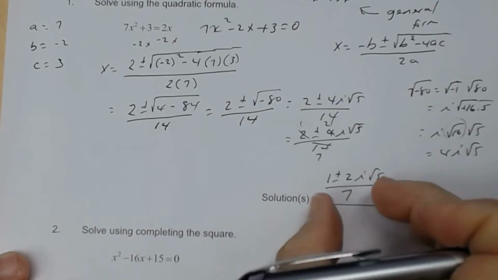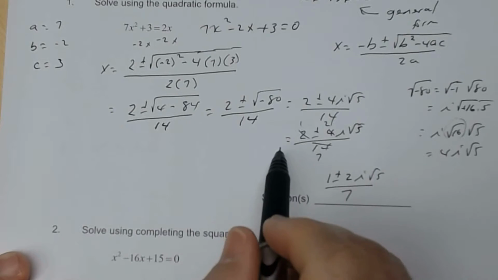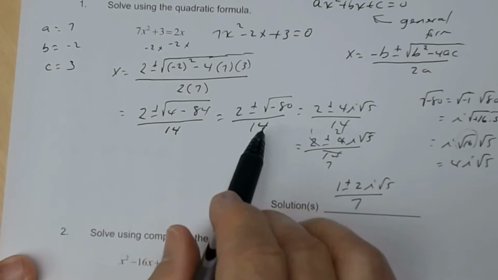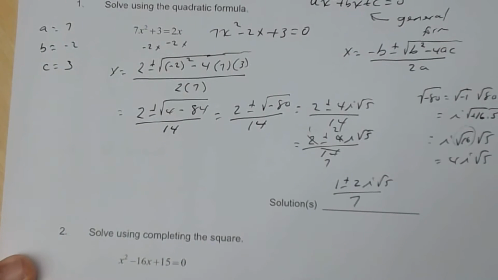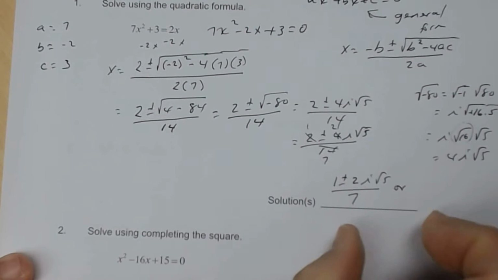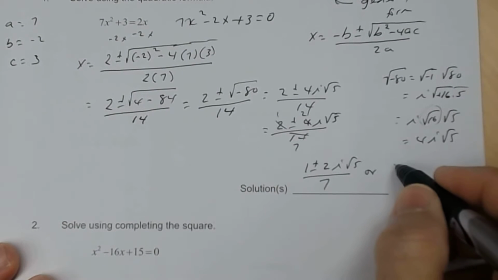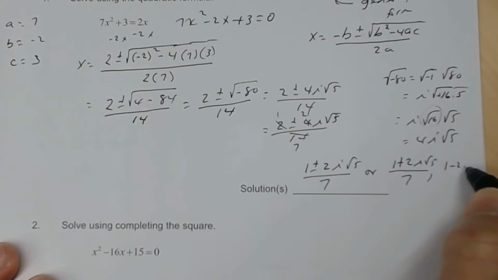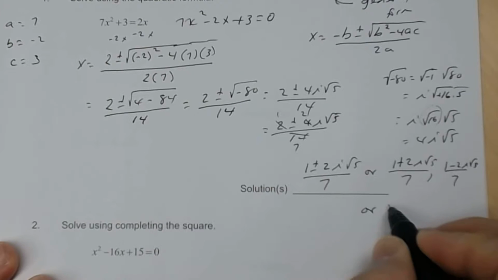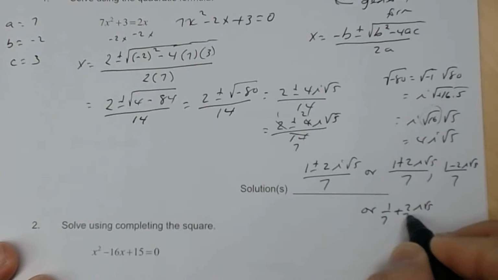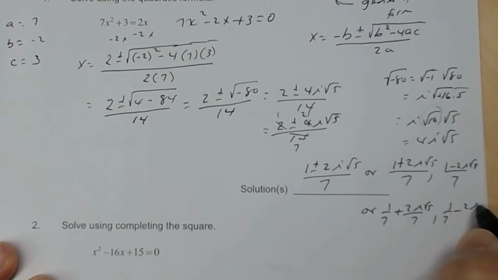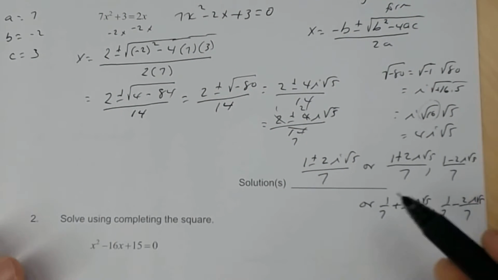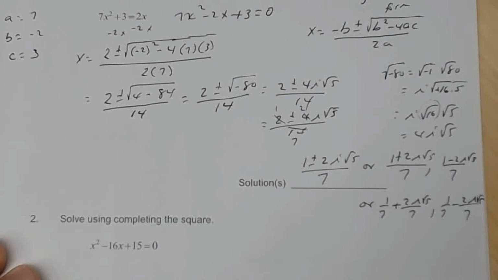So you wrote it in a compact form here with that plus or minus because this was an imaginary solution, two imaginary solutions. Now if you want to, you could have written it as two separate solutions. There are multiple ways of writing this. You could have said 1 plus 2i square root of 5 divided by 7, comma, 1 minus 2i square root of 5 divided by 7. You could have written it in a plus bi form if you wanted to. So you could have said 1/7 plus 2i square root of 5 over 7, comma, 1/7 minus 2i square root of 5 over 7. So many ways of writing this solution.